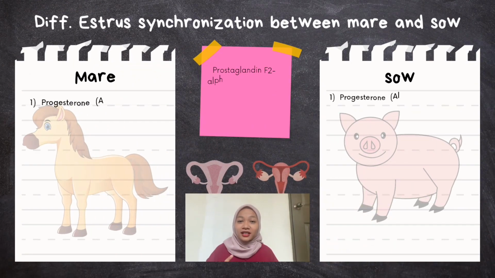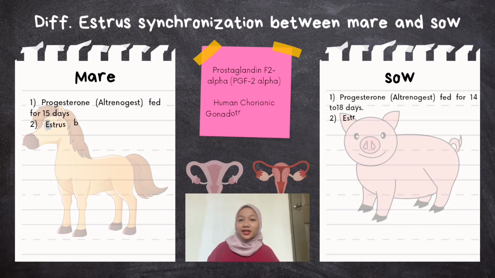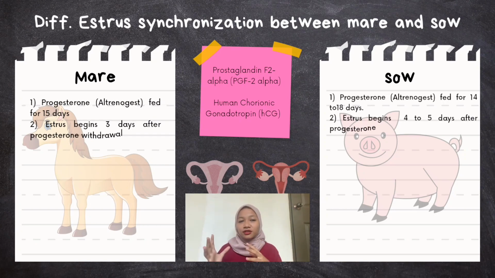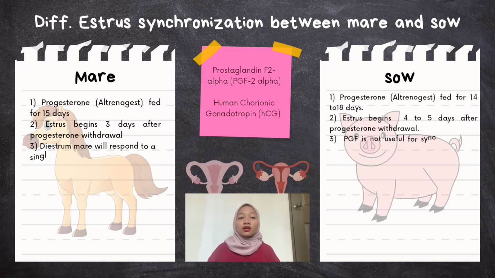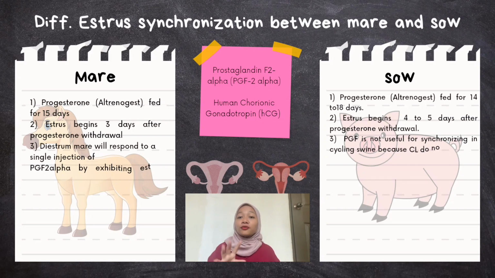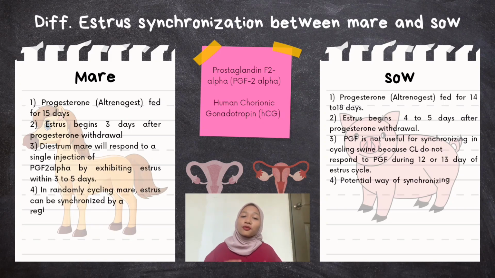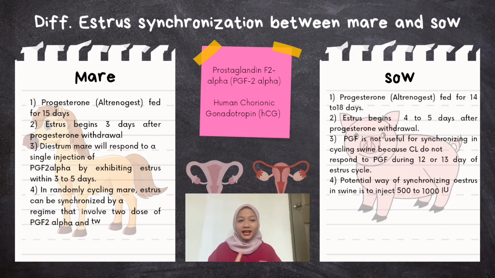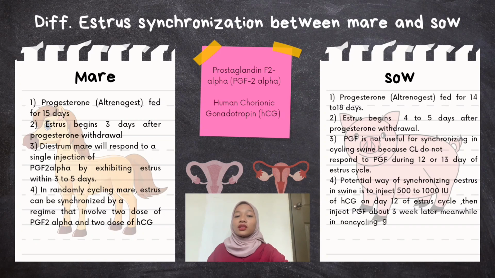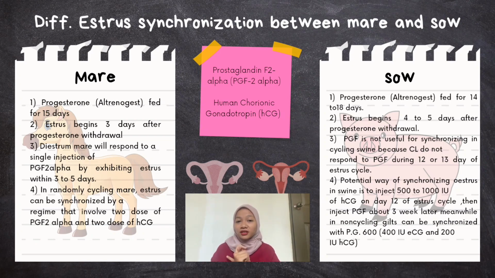Now we're going to talk about the difference in estrus synchronization between mare and sows. In mare, progesterone or altrenogest is fed for 15 days. Meanwhile, in sow, progesterone is fed for almost 14 to 18 days. Second, in mare, estrus begins 3 days after progesterone withdrawal. Meanwhile, in sow, estrus begins 4 to 5 days after progesterone withdrawal.